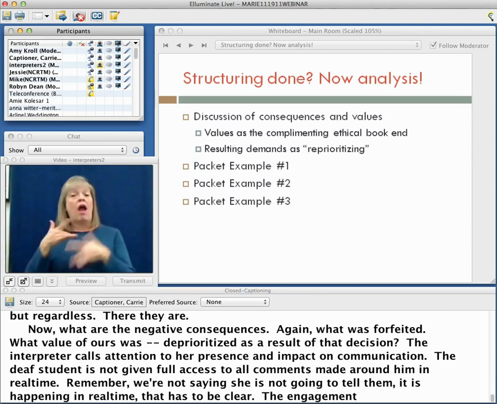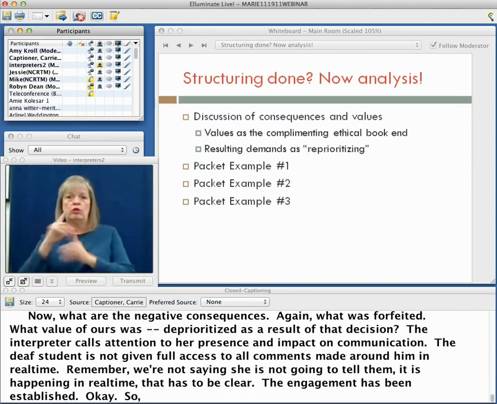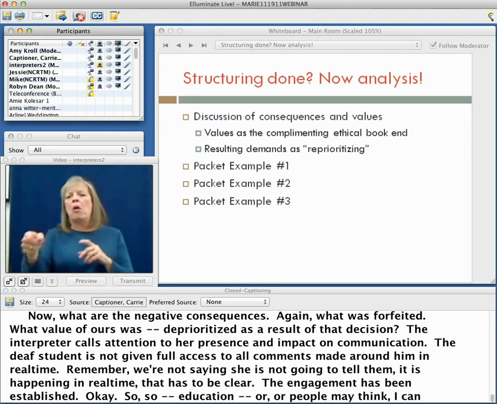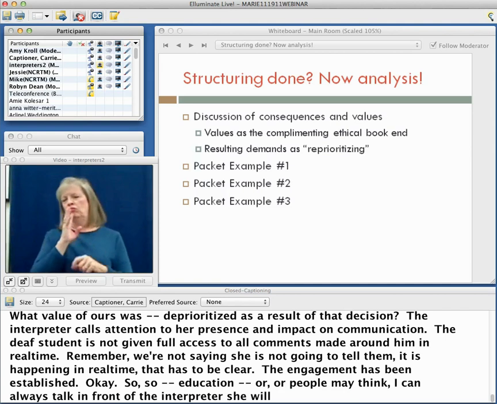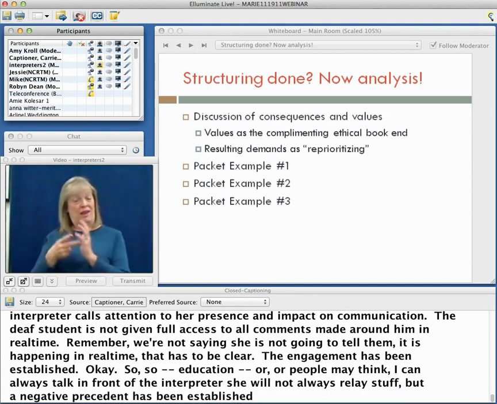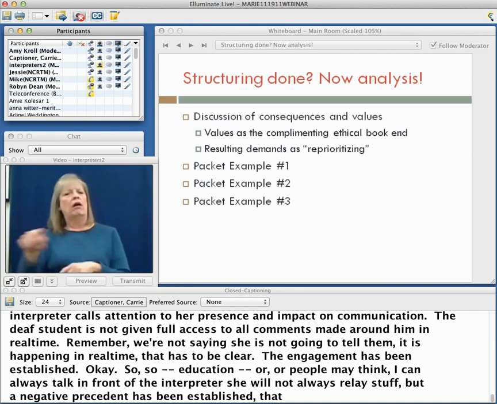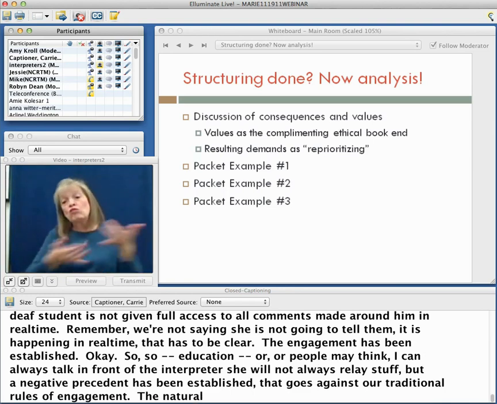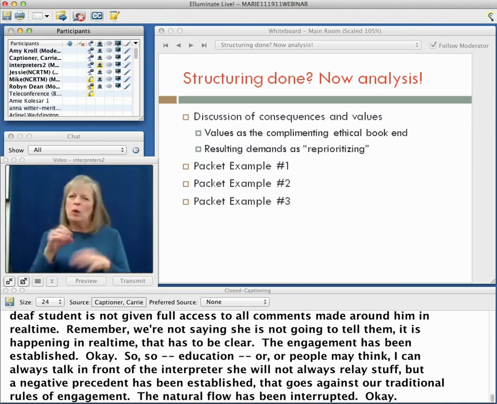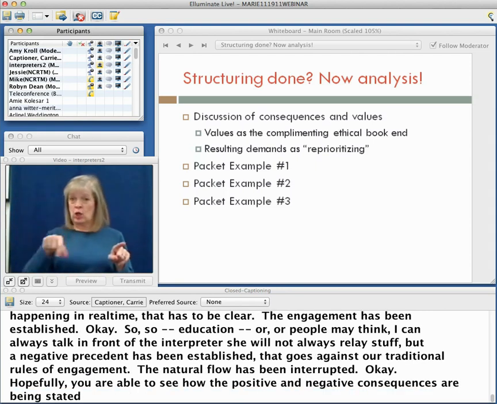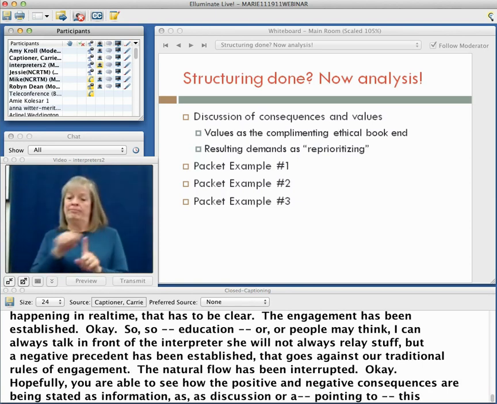Okay, so in education people may think, oh, I can always talk in front of the interpreter and she won't always relay stuff. So in essence, a negative precedent has been established which goes against our traditional rules of engagement. And the natural flow has been interrupted. Okay, hopefully you're able to see how the positive and negative consequences are being stated as an intimation, as a discussion or a pointing to this issue of values. Let's look at another example.